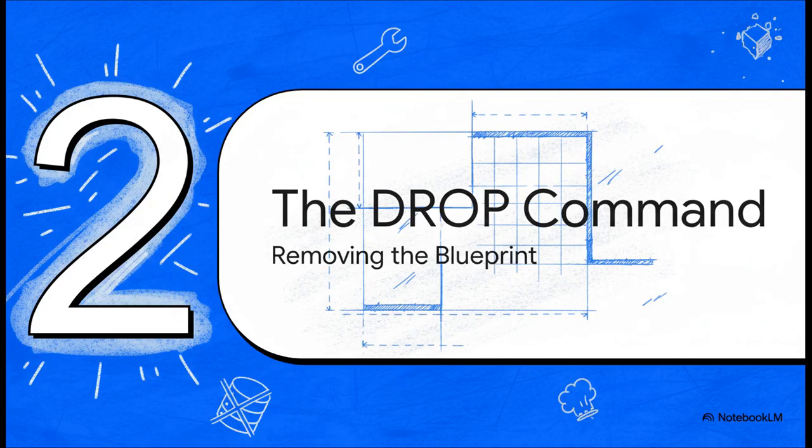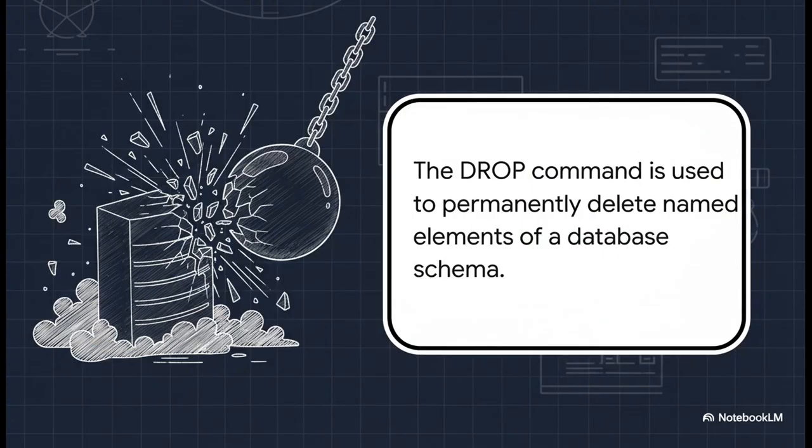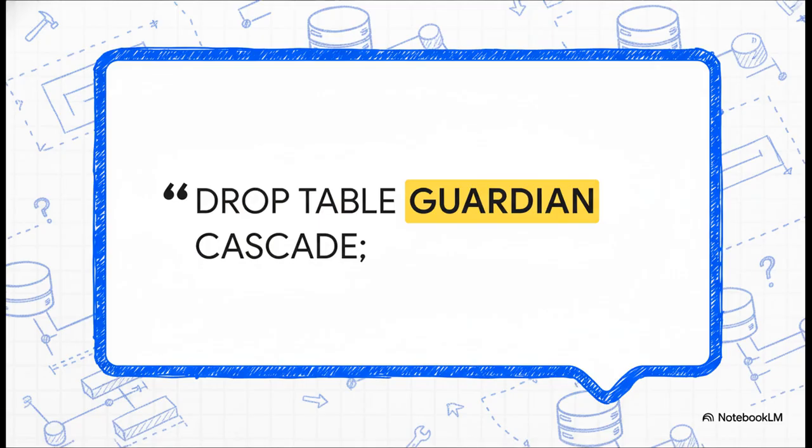Okay, so to do these renovations, developers have a special toolkit of commands. The first tool we're going to look at, well, this one is for when you need to remove something permanently. Meet the drop command. Just think of this as the demolition tool in the kit. It's used to completely and permanently delete parts of your database blueprint. We're talking entire tables of data, or maybe even the whole schema. It's incredibly powerful, which of course means you have to be super careful when you use it. But here's where it gets really interesting. You actually have a surprising amount of control over that demolition.